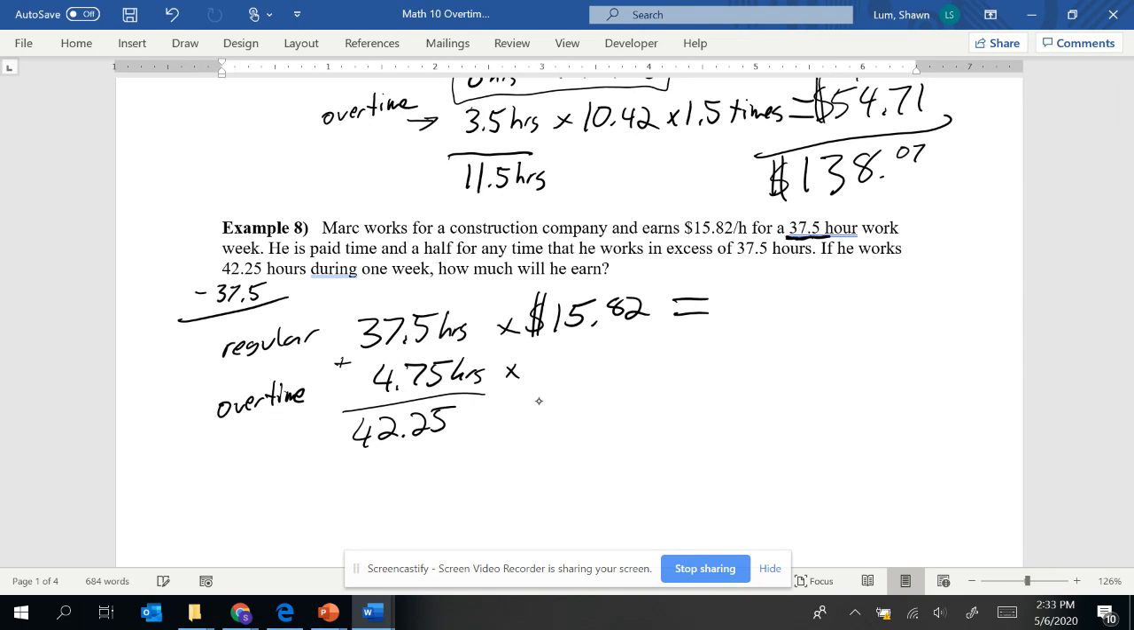Now, he gets times his regular wage, and then he gets paid his time and a half. Time and a half means 1.5, so I'm going to go times 1.5. Okay, so I'm going to do this one first, actually. 15.82 times 1.5 equals, and for this one, he gets $23.73. I rounded it, it was 71.8 cents, so I just rounded to 72 cents.